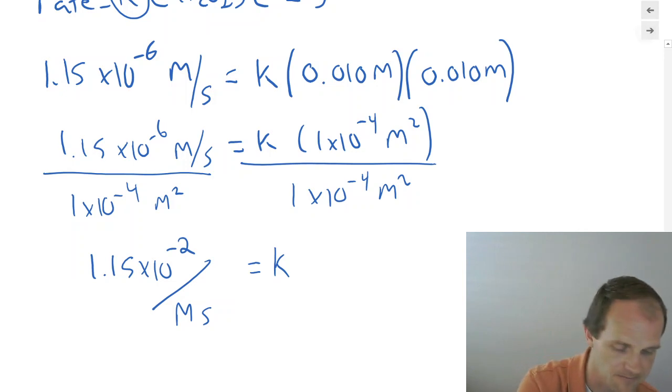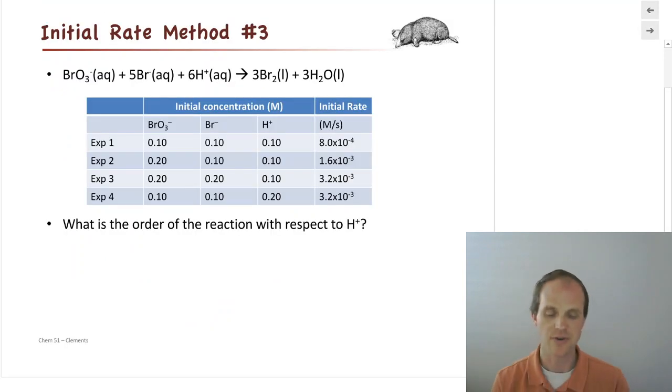Let's do another one. Here, initial rate method number 3. I encourage you to pause and try to figure this out. What is the order of reaction with respect to H+? So look at that data. I encourage you to pause. See if you can figure it out. Did you really pause? Come on, just pause. Try it. You can do it.